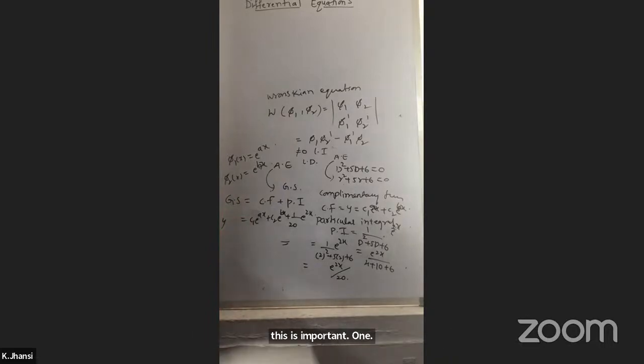So the given problem will be in the form of x square into d square y by dx square plus 2x into dy by dx plus 2y equals to something. So by seeing that, you have to identify that this is a Cauchy-Euler equation. So in page number 233, it is there. Okay. So this is also one.